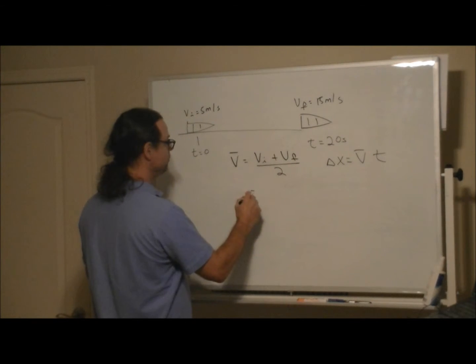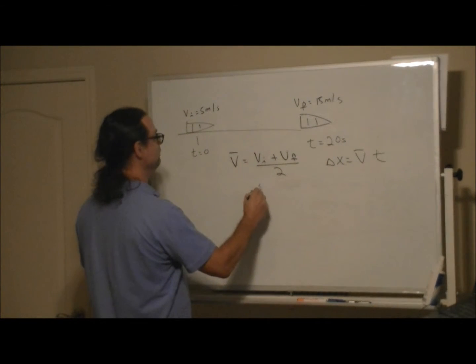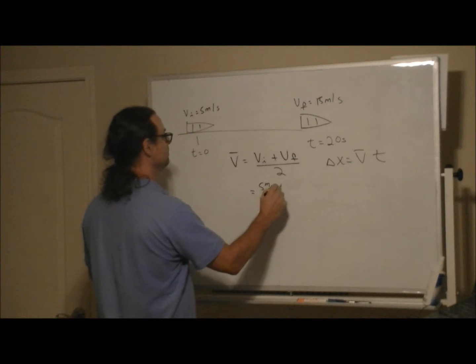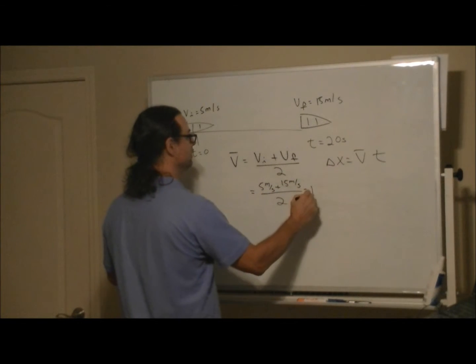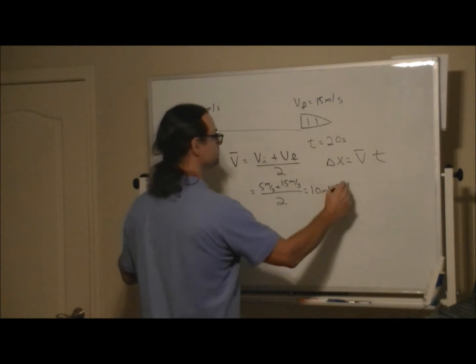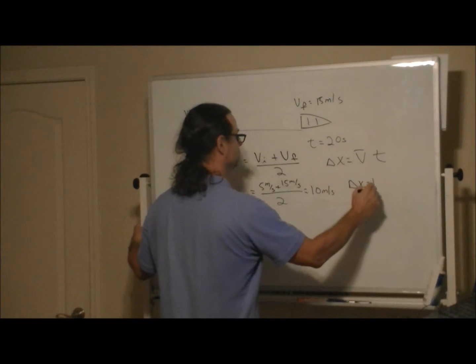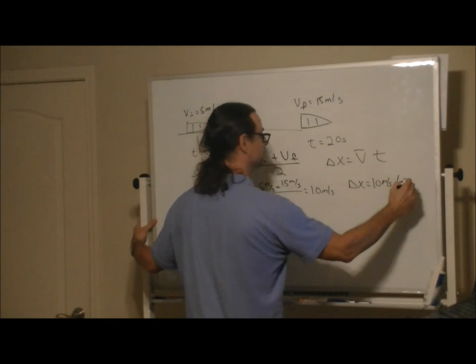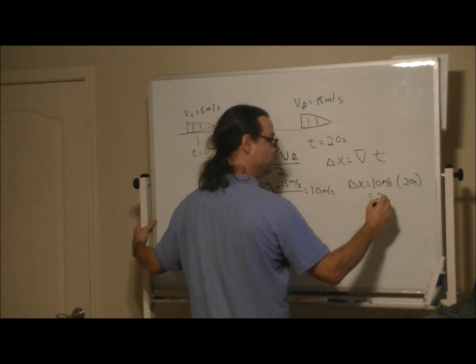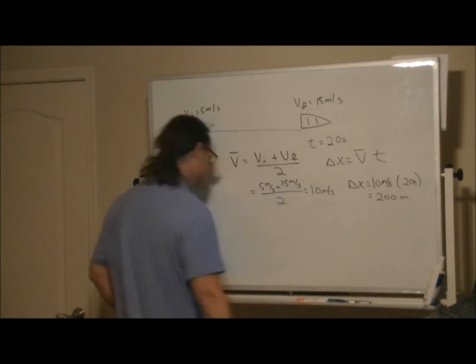So doing it this way, the average velocity would be 5 meters per second plus 15 meters per second over 2. That's 10 meters per second. Delta x equals 10 meters per second times the 20 seconds. So that's the 200 meters.